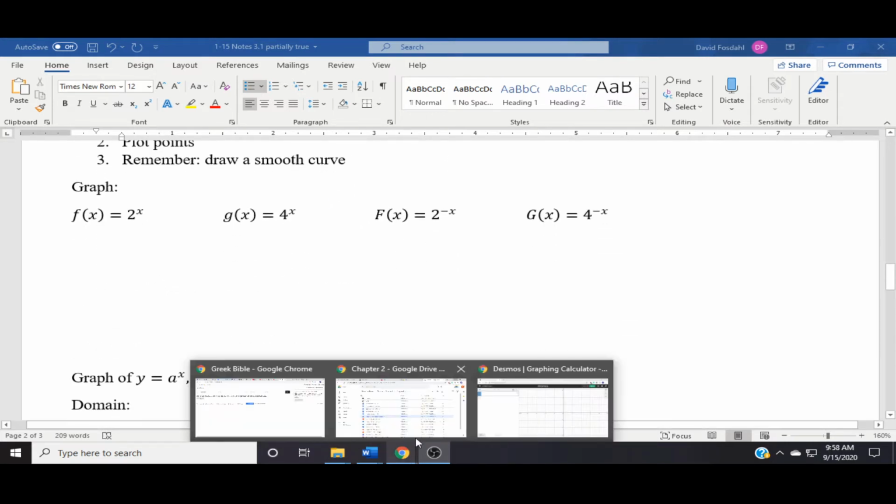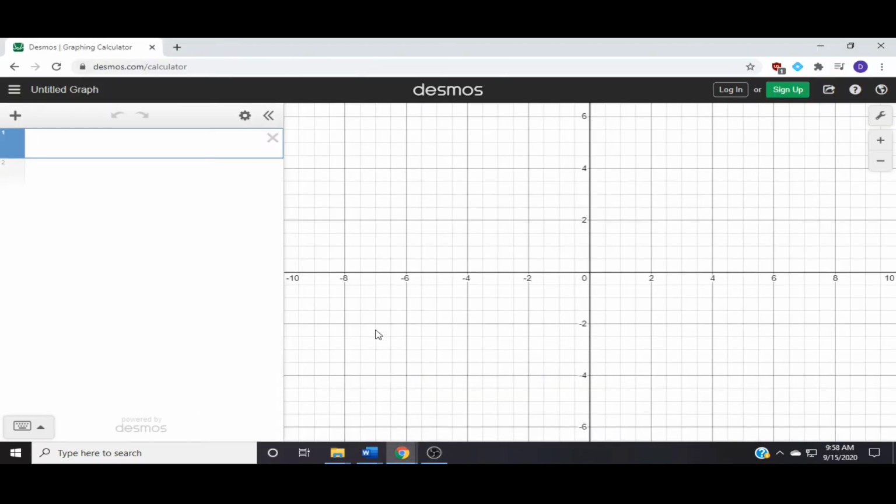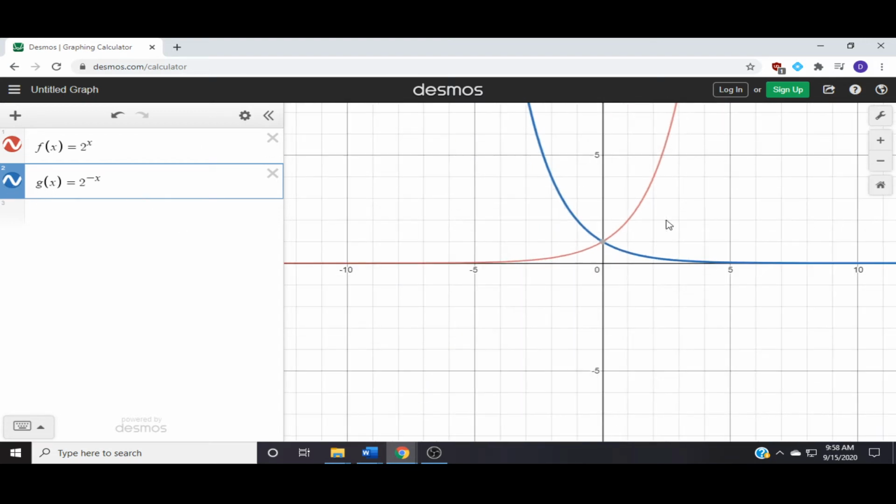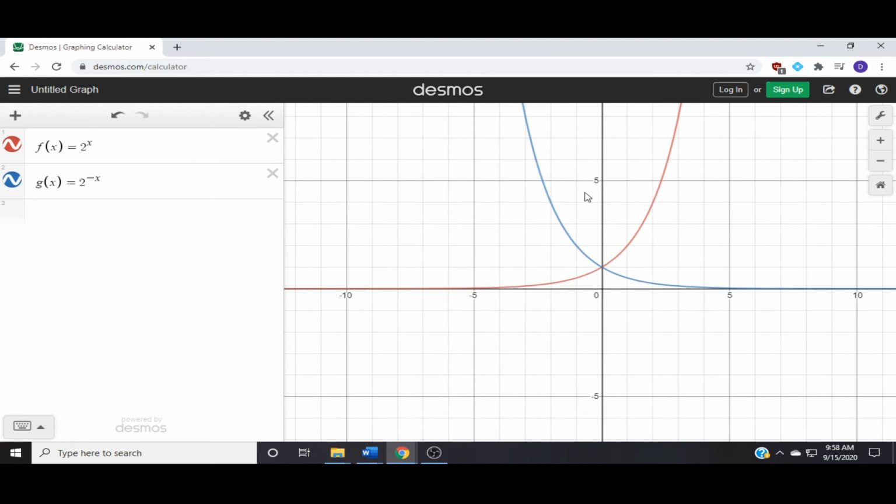And graphing this, let's look at Desmos. So in Desmos, our f of x is going to equal 2 to the x. Then we're going to have g of x equal 2 to the negative x. So let's see what happens. Notice what happened. They're the same if you flipped it. So this is going to be a reflection over the y-axis. That's a reflection over the y-axis.